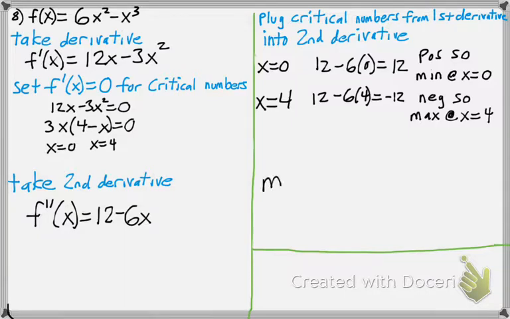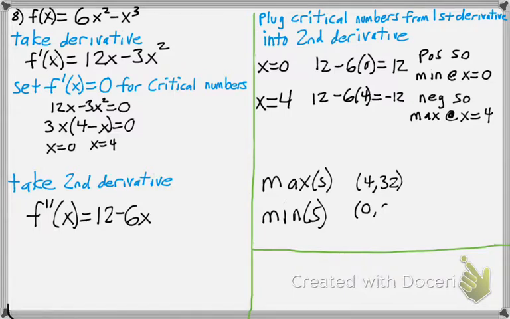So the max and the min: there's going to be a max at (4, 32), which you get if you plug 4 back into the original, and then a minimum at 0, and if you plug that back into the original, you also get 0. So those would be the maximum and the minimum. Again, you could find these by using the first derivative test, but on this problem they specifically want you to use the second derivative test.